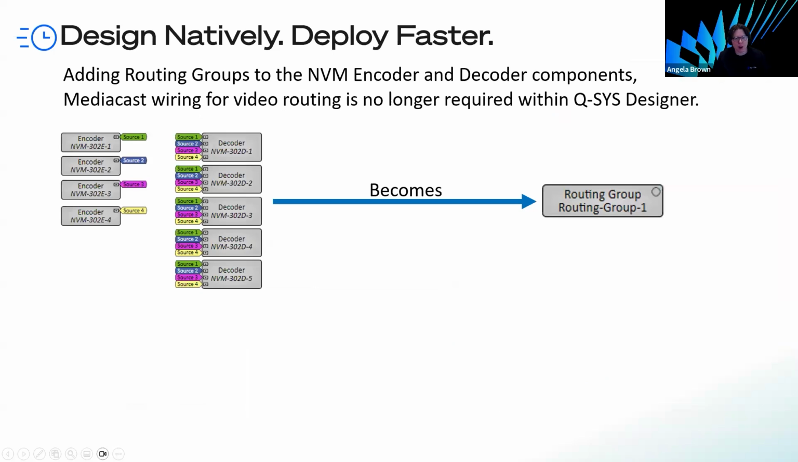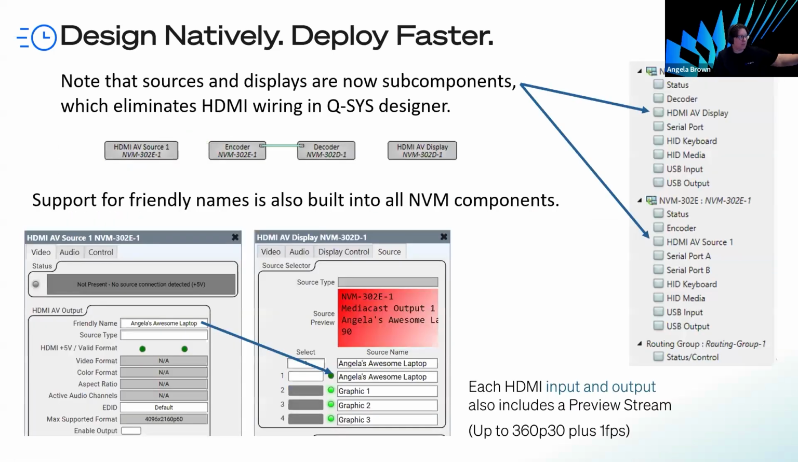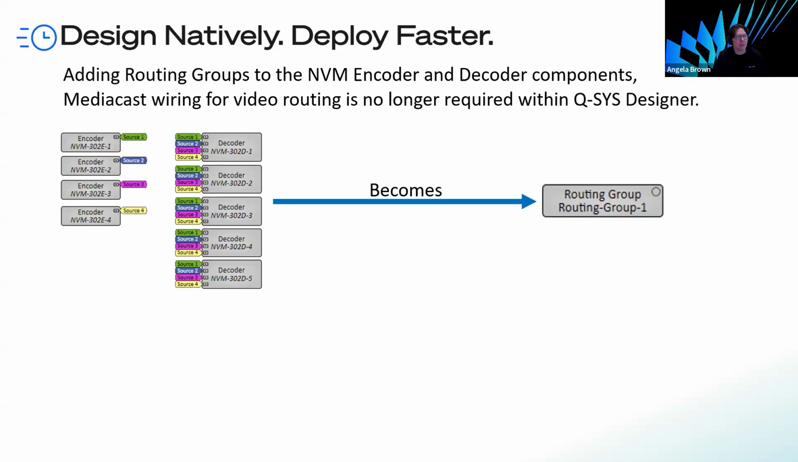So then let's talk about routing groups. You saw my little Q-SYS Designer file here that has the media cast routed from the encoder to the decoder. But what if you have a bunch of encoders and a bunch of decoders? Then all of a sudden you're doing something that looks like this. And if you're an animal, you won't recolor them. But if you're not an animal, you'll actually color code it so everybody knows what it looks like.